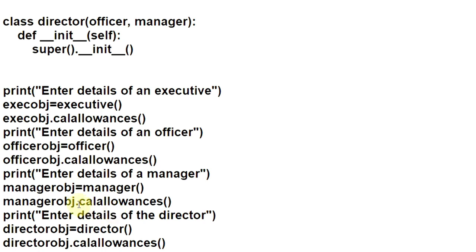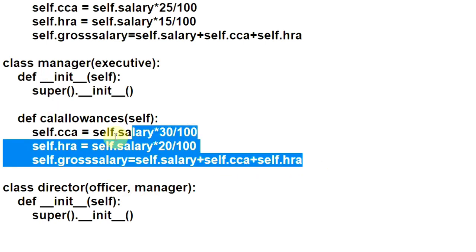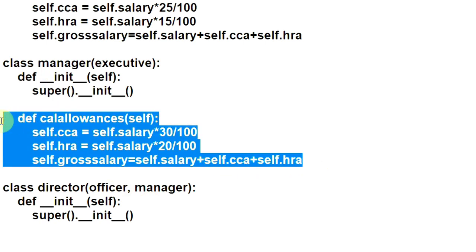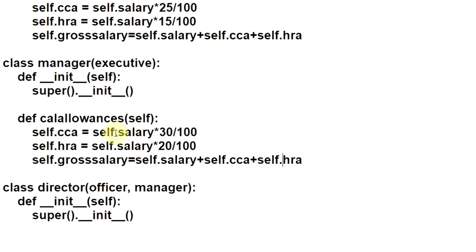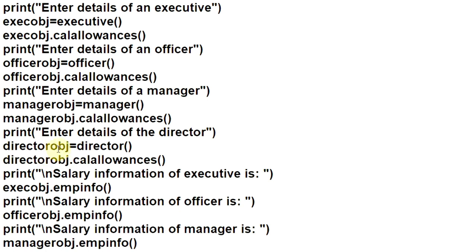Then you are invoking the cal allowances function through the manager obj. Cursor will come to the manager class. This function is again overriding the cal allowances function of the base class. So it will calculate the CCA and HRA. CCA is assumed to be 30% of the basic salary. HRA is assumed to be 20% of the basic salary. Again, these are random figures, right? And these values are different from the executive and officer class, okay? After that, the control will come over here.